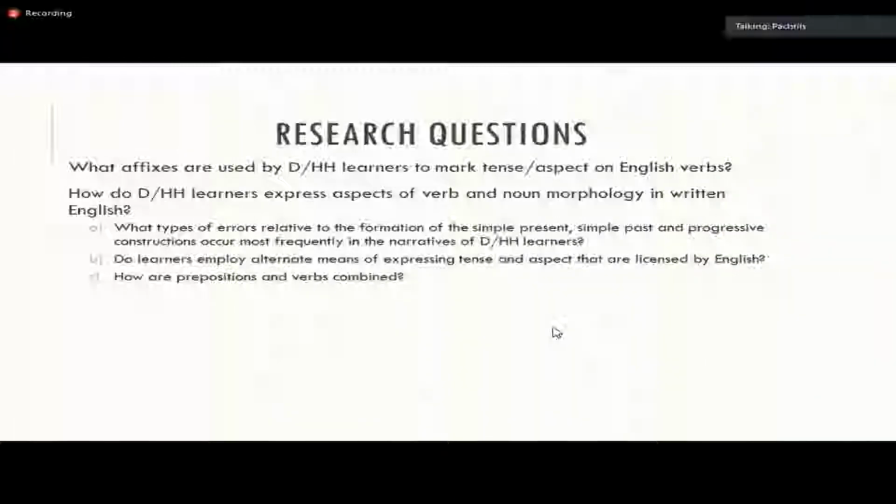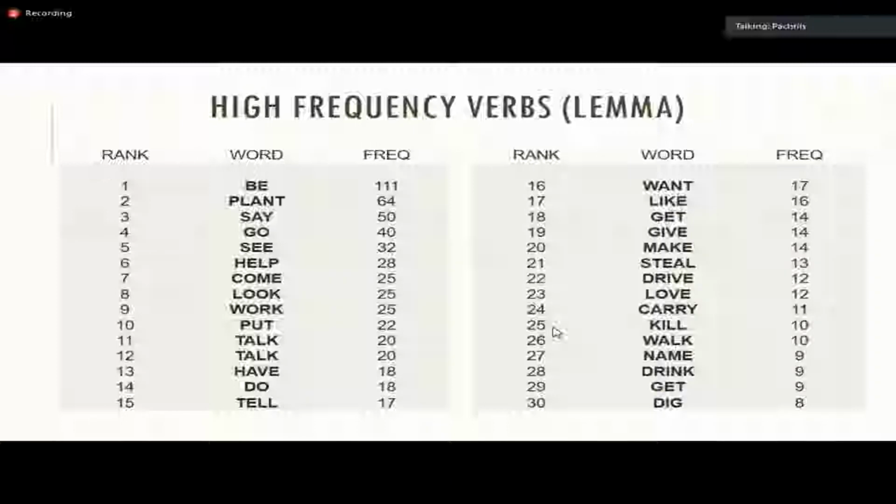So I wanted to find out, as I said before, how the simple present and past tense were formed, the progressive construction, as well as the alternate means through which they marked present and past tense in their writing.